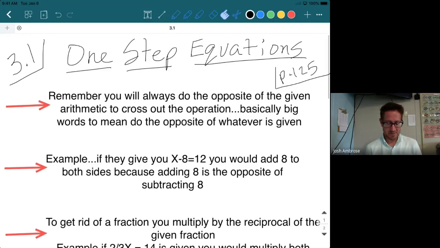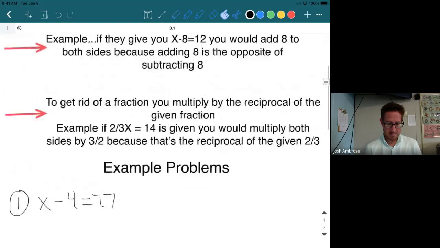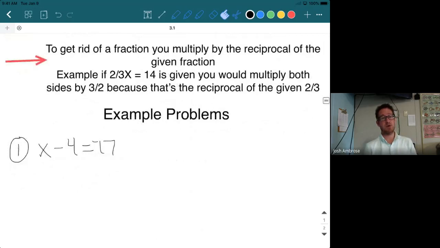Now, basically, okay, if they give you a fraction, one little thing more to review. If they give you a fraction, like let's say 2/3, like I give you here, you're going to multiply by the reciprocal. Reciprocal, big fancy word for basically meaning just flip the fraction. All right, if they give you 2/3, you're going to multiply by 3/2. Okay, so that's why I give you that example. If they give you 2/3 x equals 14, multiply both sides by 3/2. That's the flip, the reciprocal of what was given.